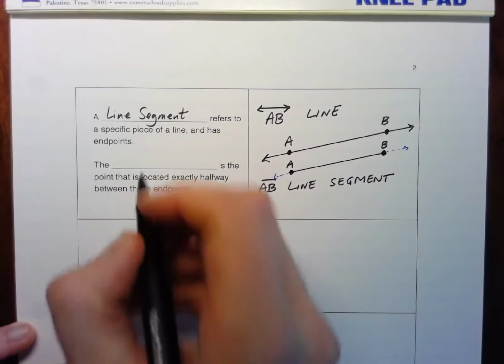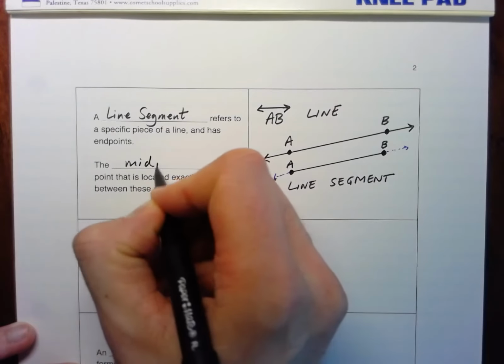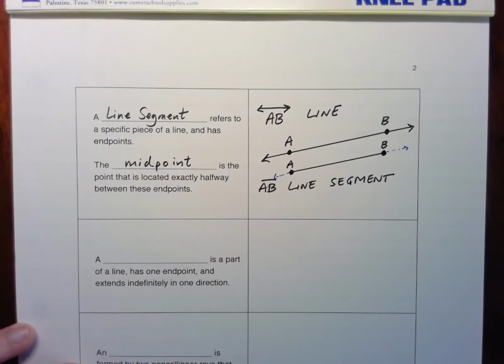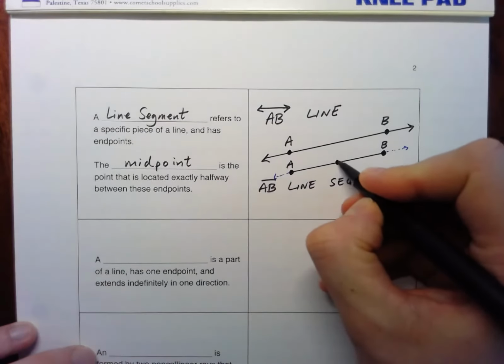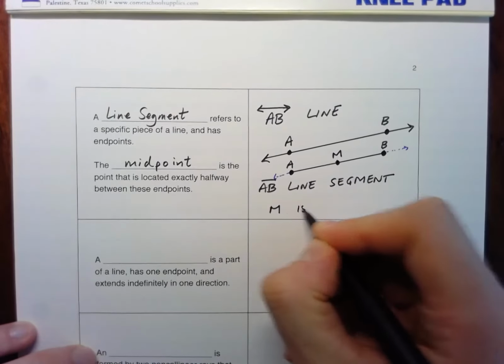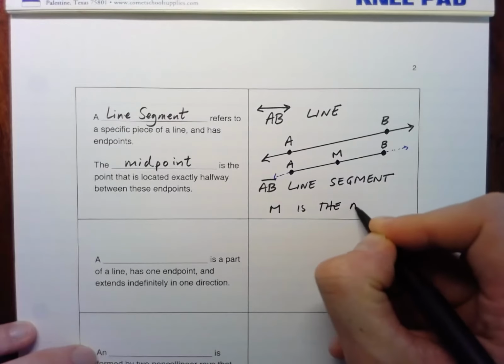The midpoint is the point that is located exactly halfway in between these endpoints. And so the midpoint is right there, and the midpoint M is the midpoint.